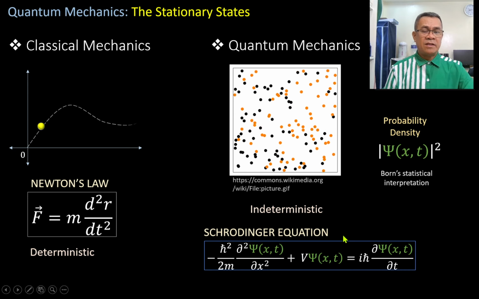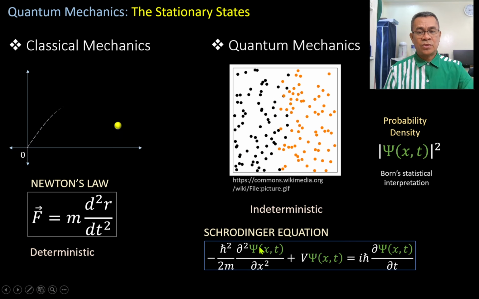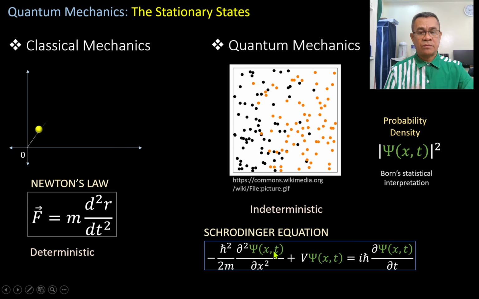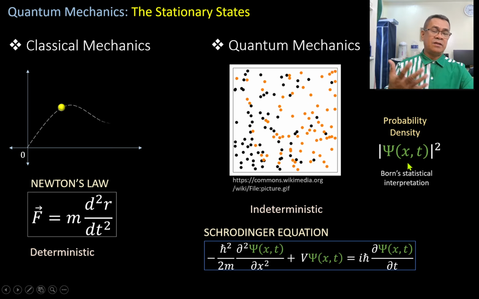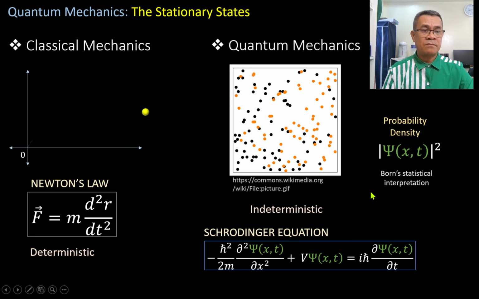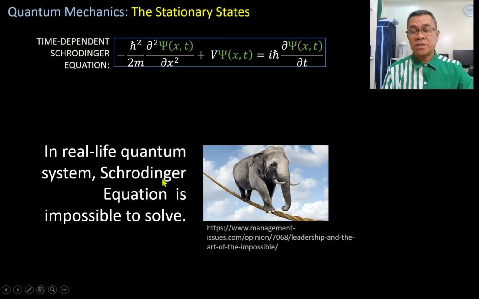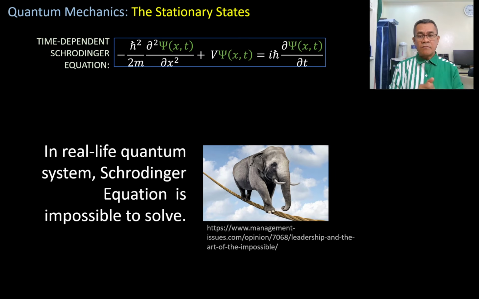Therefore, it is necessary to solve this differential equation, the Schrodinger equation, in order to provide the big psi. And with that, we can describe the system. Okay? But sad to say, if we consider a real life system, meaning a real system, the Schrodinger equation is very impossible to solve. We cannot solve the time dependent Schrodinger equation if we consider the position time dependence.